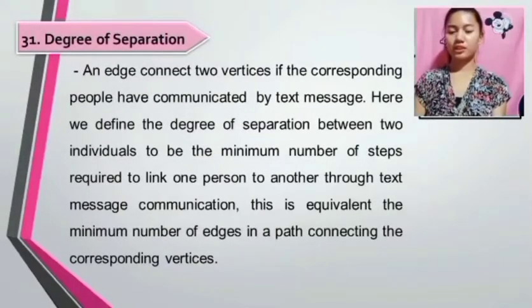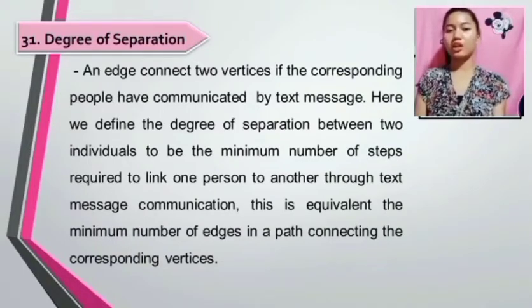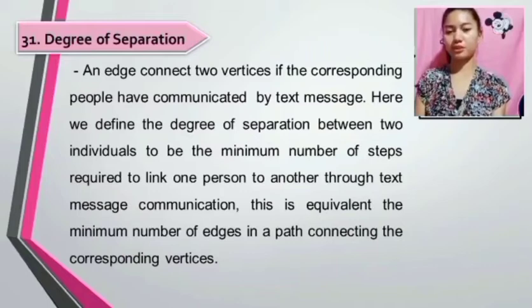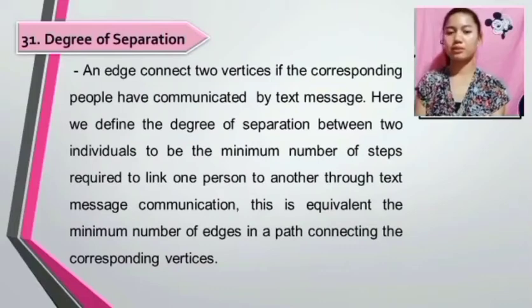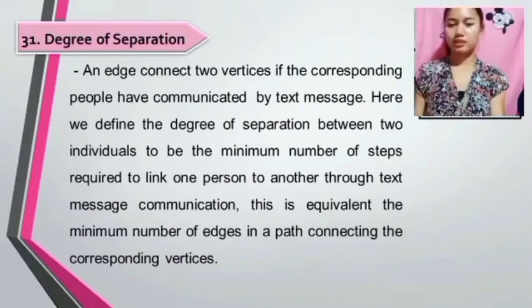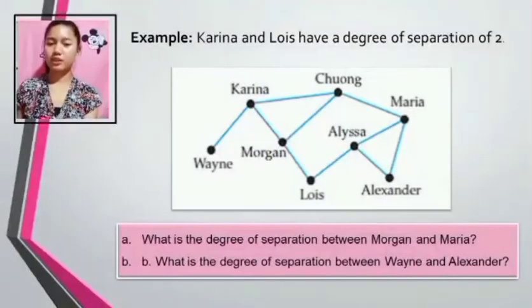31. Degree of separation. An edge connects two vertices if the corresponding people have communicated by text message. Here we define the degree of separation between two individuals to be the minimum number of steps required to link one person to another through text message communication. This is equivalent to the minimum number of edges in a path connecting the corresponding vertices. Example: Karina and Luis have a degree of separation of 2.